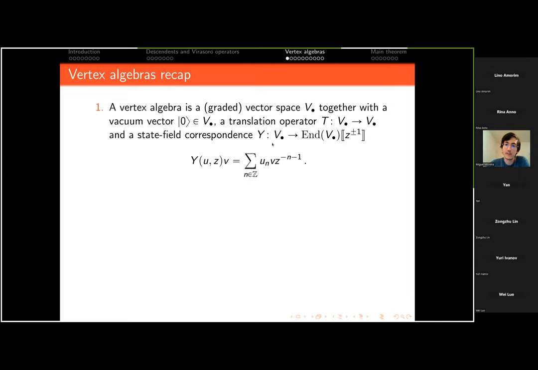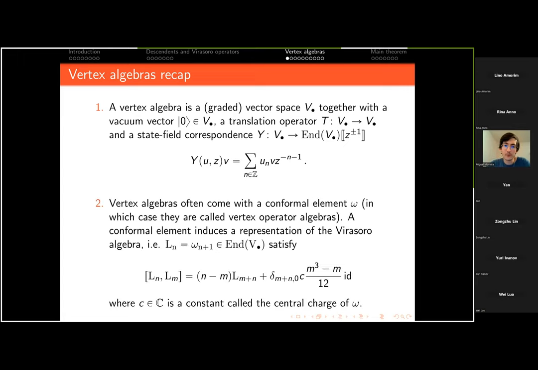If you take some u in V, then Y(u, z) is a power series in endomorphisms of V. So it makes sense to apply it to another element of V, and you get a power series with coefficients in V. Another way to pack the information is that we have a z-fold of products u_n v from V tensor V to V. And of course, these will satisfy some complicated axioms, which will not really matter for today.